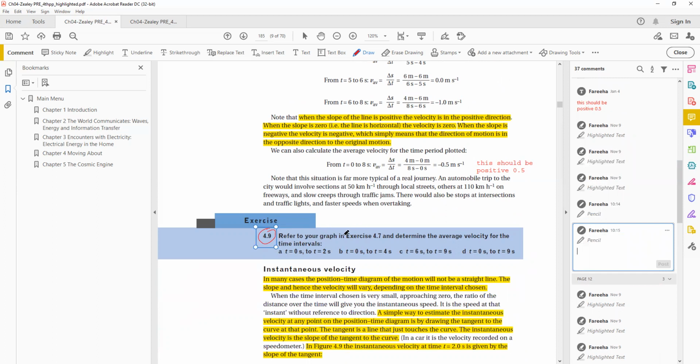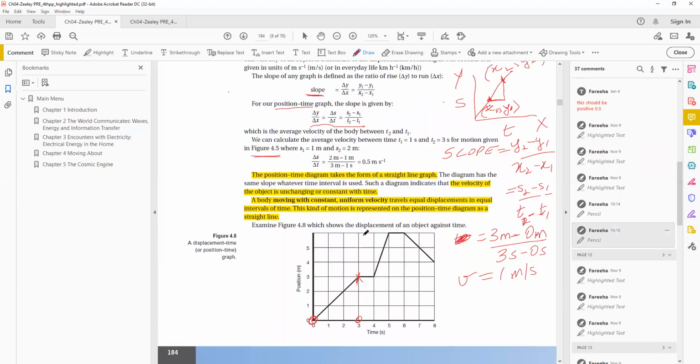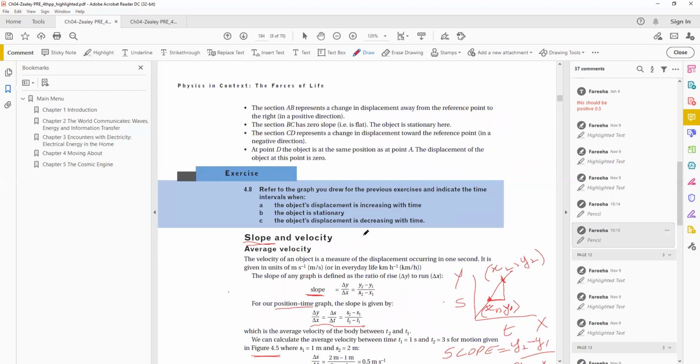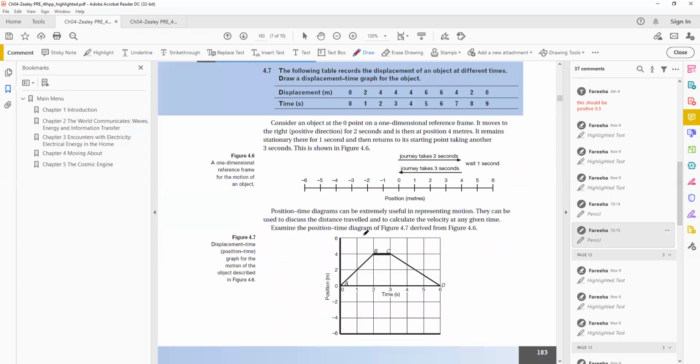Refer to the graph in exercise. Oh my God, we have to go back to another graph. 4.7. So this is on a previous page. Let's look at 4.7. This graph. The following table records the displacement of an object at different times. So you have to draw the graph for this one.